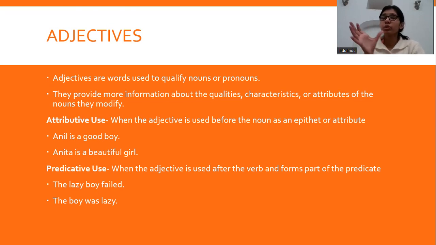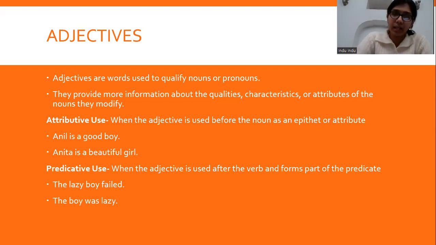When the adjective is used before the noun as an epithet or attribute, that is the attributive use. For example, here, good is used before the noun boy. Anil is a good boy, right? So good is an adjective that has been used here, and the use is the attributive use because the adjective has been used before the noun, right? And that too as an epithet or an attribute, right? Anita is a beautiful girl.